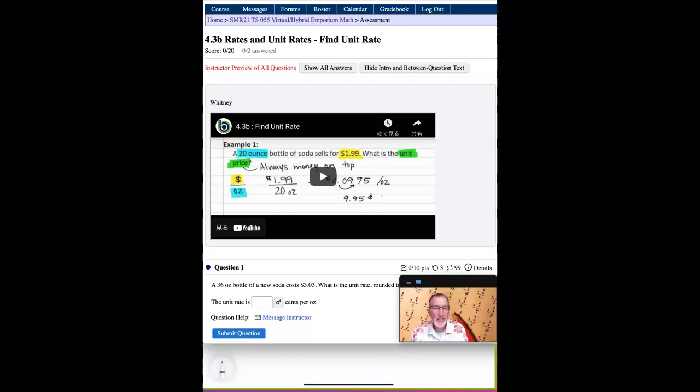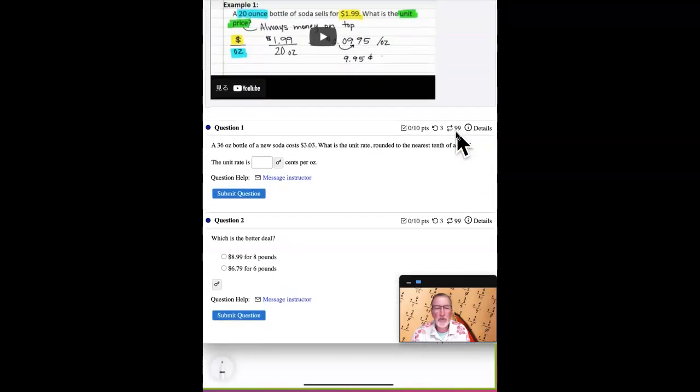Hello, everybody. Let's take a look at Unit 4.3b, continuing with rates and unit rates. And in this lesson, we're going to find the unit rate. This might be a useful exercise when you go shopping and you want to compare the unit price of two products. Some places call it the true value price, but it's also a unit rate price. So let's take a look at the first question.